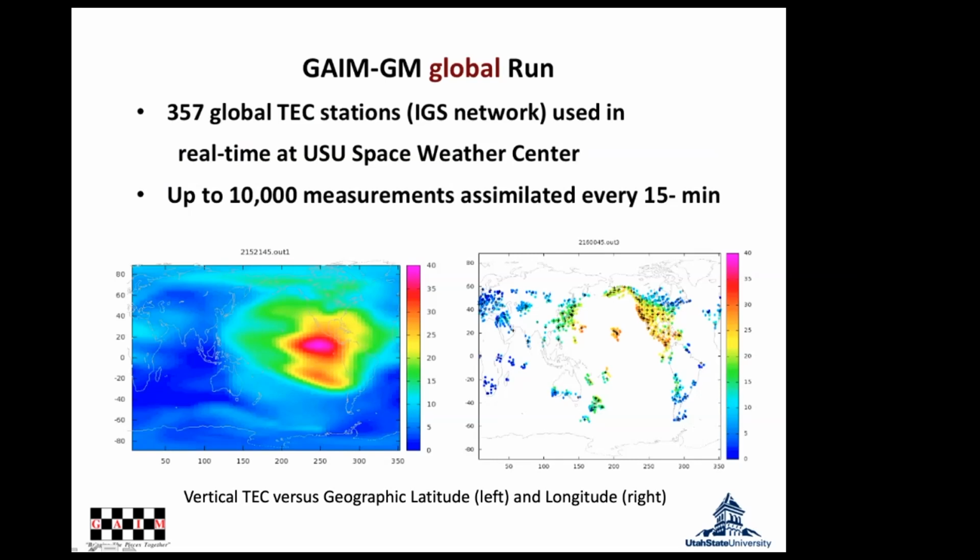357 global TEC stations were used in the real-time run at the Space Weather Center. Approximately 10,000 slant TEC measurements were assimilated every 15 minutes. The left panel shows the vertical TEC specification, and the right panel shows the corresponding data. Note that for the right panel, the slant TEC data were converted to the vertical TEC so that there can be a one-to-one comparison between the left and right panels. Also note that red corresponds to high TEC and blue to low TEC.